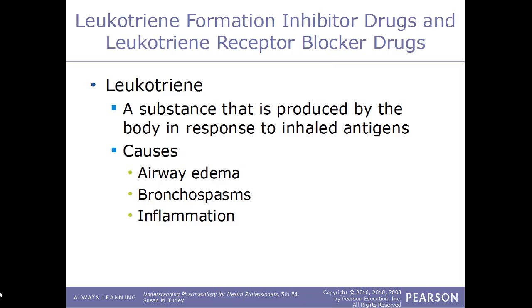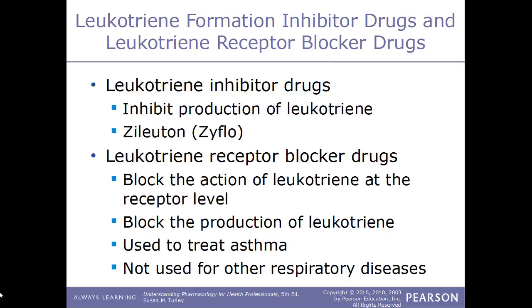Alright, next we'll talk about another class of drugs, leukotriene formation inhibitor drugs, and also leukotriene receptor blocker drugs. Now, a leukotriene is a substance that is produced by the body in response to an inhaled antigen. Now, these can cause airway edema, bronchospasms, and inflammation. So when it comes to leukotriene inhibitor drugs, these actually inhibit the production of leukotrienes. An example of this kind of drug would be zileuton, which is sold under the trade name Zyflo.